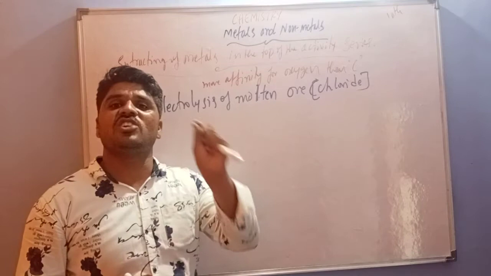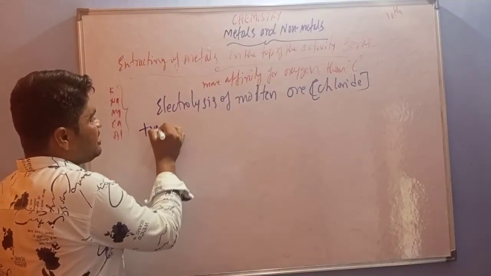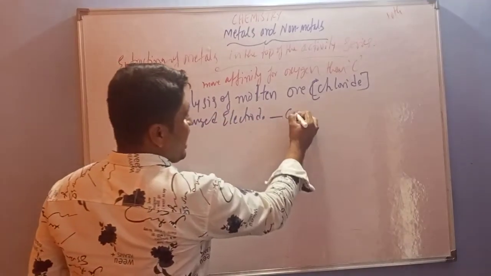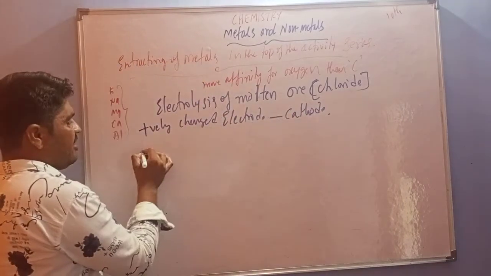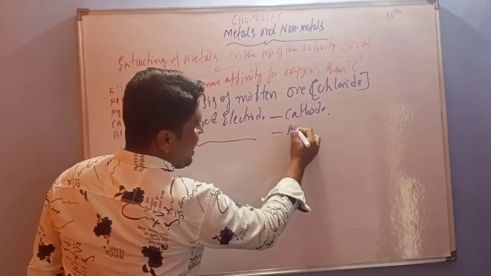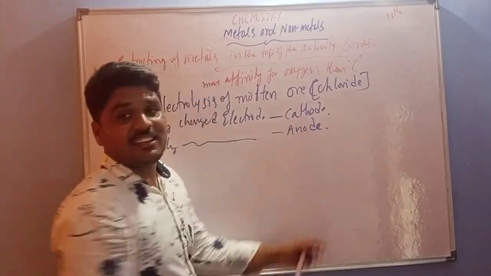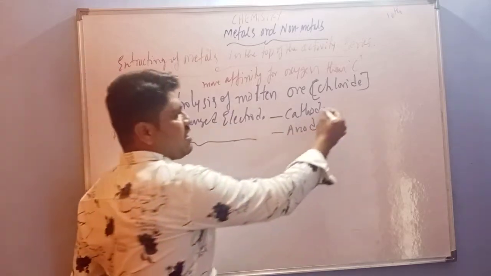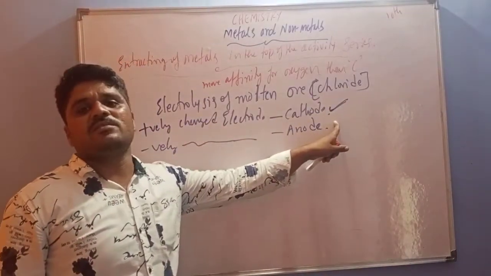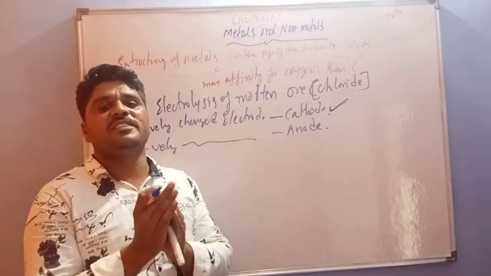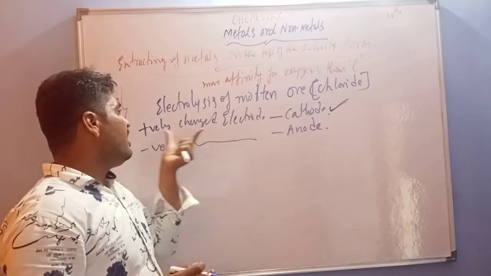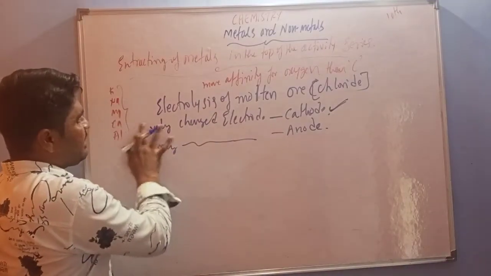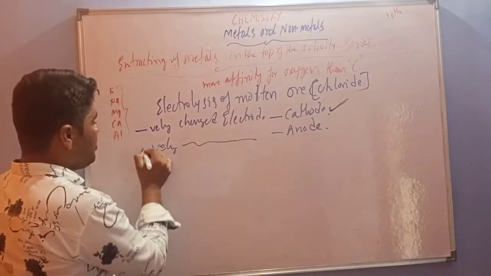Cathode means positively charged, please remember... positively charged electrode we call a cathode. And negatively charged electrode, that is anode. We will discuss this deeply in the electrolysis or refining of metals. In this class, just remember that at the cathode metals are deposited. Cathode means negatively charged, anode means positively charged. So we have a confusion here.